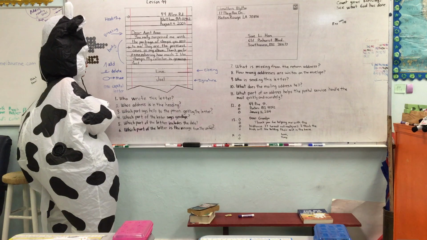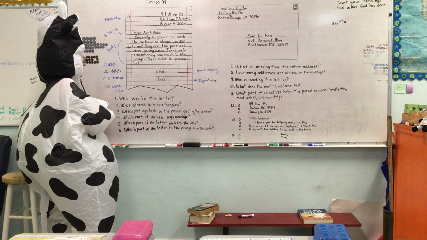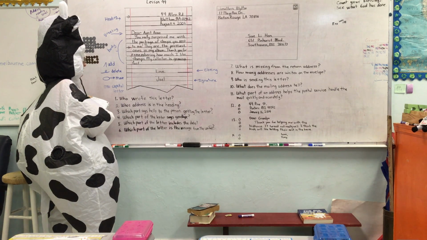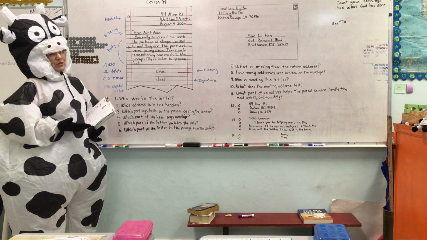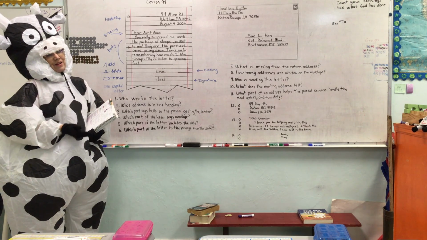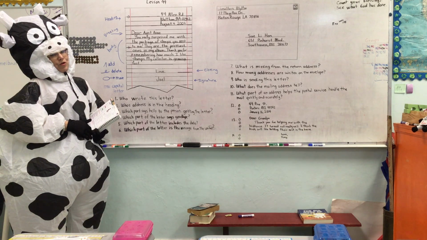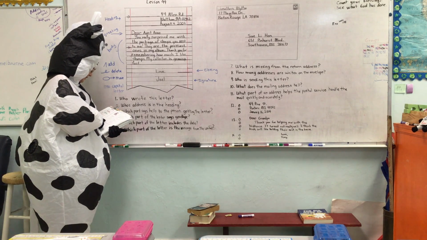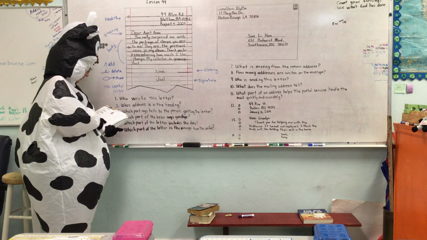Number 5, which part of the letter includes the date? That should be super easy. Where's the date at? And then look at the blue that's beside it, what the word is, and you'll know. Because it says greeting or heading.